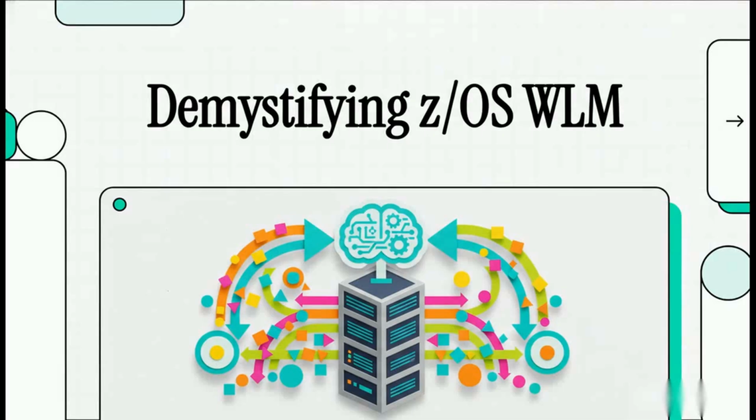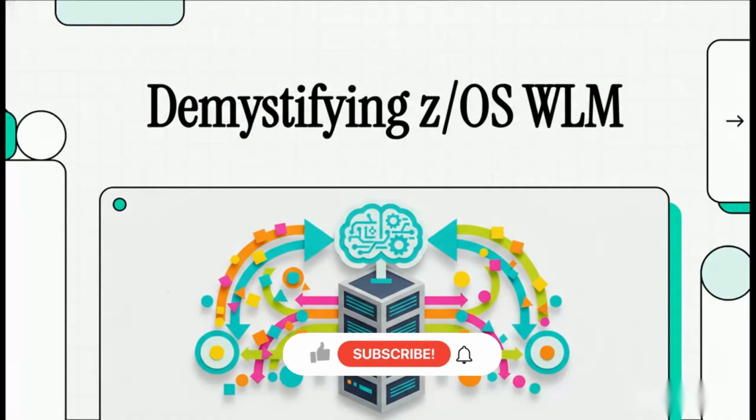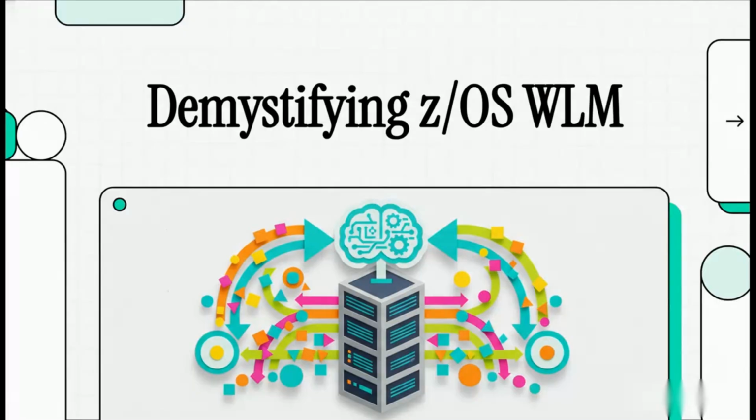All right, today we're going to pull back the curtain on one of the most critical and honestly coolest parts of the modern mainframe, the z/OS Workload Manager, or as we all call it, WLM. You ever stop and wonder how a single system can juggle literally millions of different things at once without ever dropping the ball? Well, WLM is the secret sauce. It's the brains of the operation, and we're about to see exactly how it works.